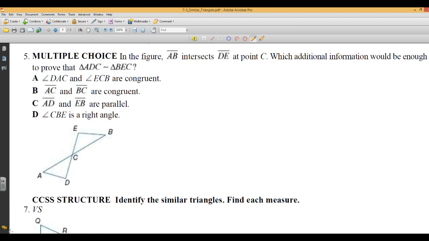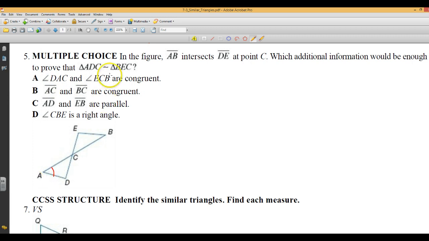Number 5, in the figure, AB intersects segment DE at point C. Which additional information would be enough to prove that triangle ADC is similar to triangle BEC? So we can prove that the triangles are similar either by angle-angle if we have two corresponding angles congruent, or side-side-side if all corresponding sides are proportional, or side-angle-side if we have two pair of corresponding sides proportional and the included angle congruent.